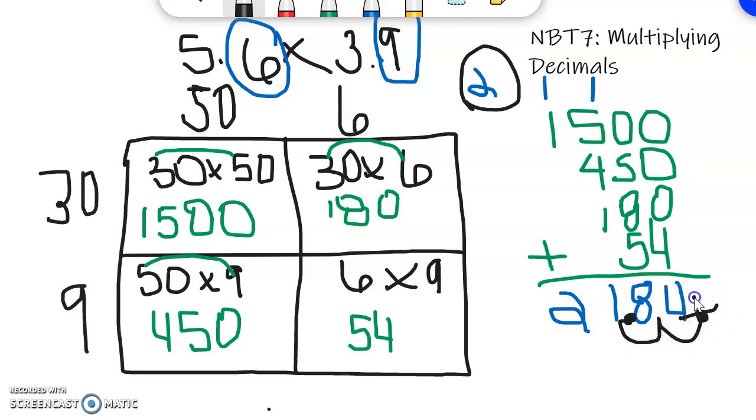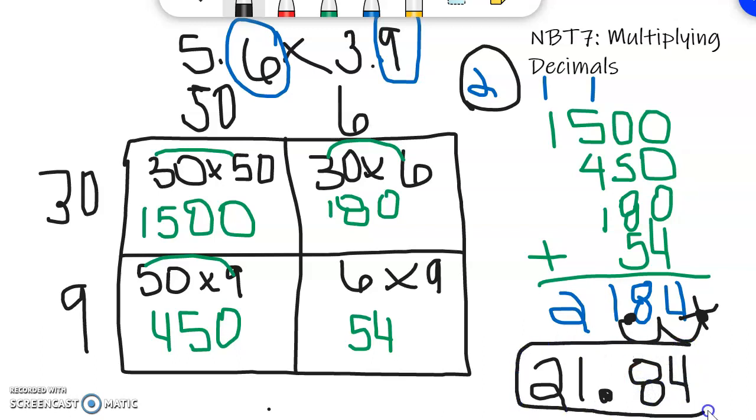And I'm going to get rid of the old decimal point and rewrite my final product. So that's 21 and 84 hundredths. And I'm going to circle my final answer so the teacher knows that's my final answer.